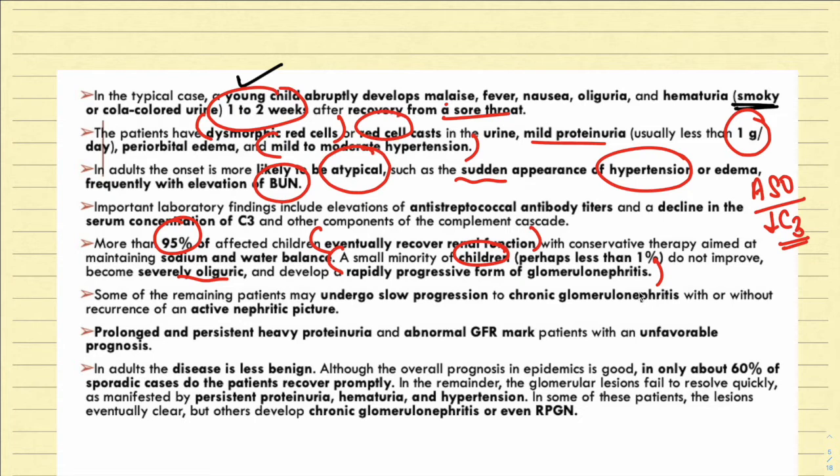Now, some of the remaining patients may undergo slow progression to chronic glomerulonephritis with or without recurrence of an active nephritic picture. Now remember, prolonged and persistent heavy proteinuria and abnormal GFR will mark patients with an unfavorable prognosis.